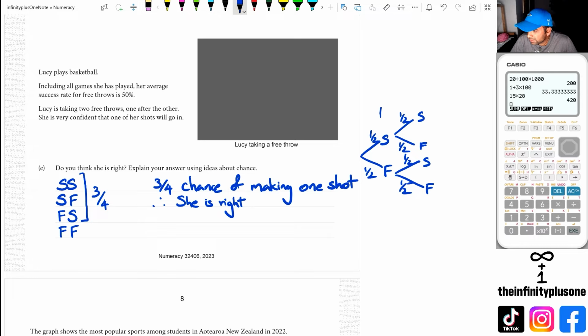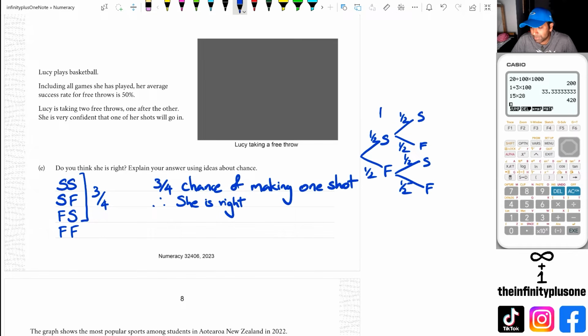Now, looking at the answer schedule, if you think her idea is not going to work, then you actually have to support it. It's kind of tricky, right? I mean, thinking about how you would reject it, especially when she has such a high chance of making at least one shot.